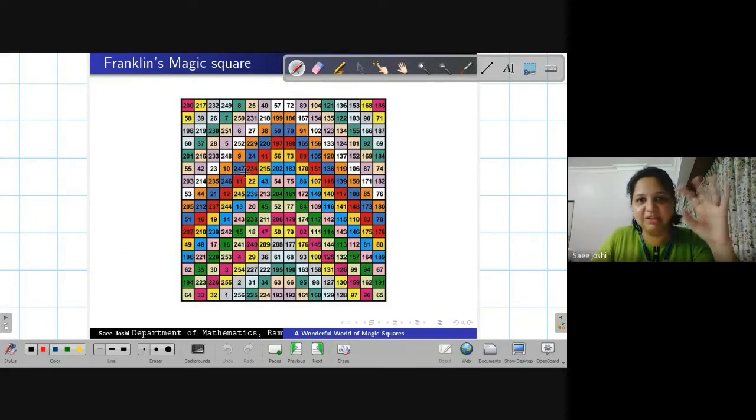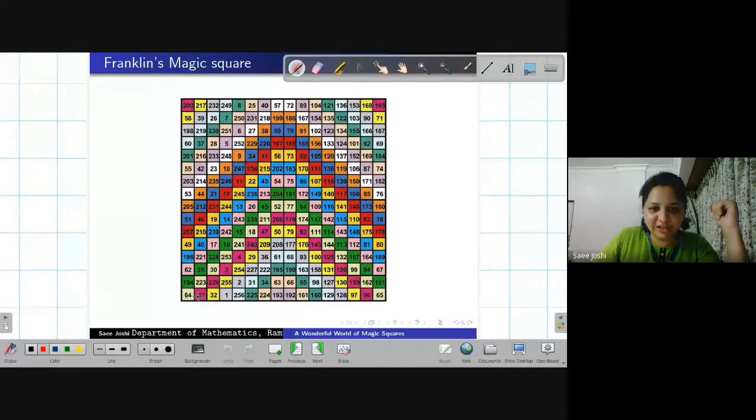The same magic square, now in a pretty visible format that I have put up here. So you can see these colored squares. These white colored squares that you can see here: 64, 223, 30, 253, like that.